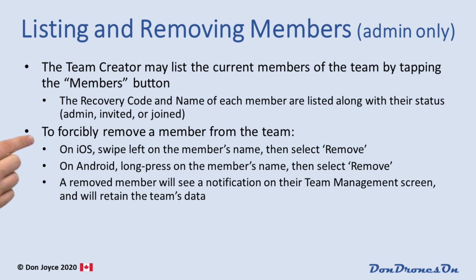So the way you remove a member is slightly different depending on whether you're on iOS or Android. On iOS, you swipe left on the member's name and then select remove. On Android, you do a long press on the member's name, and again, you select the remove function. A removed member will see a notification on their team management screen and will retain the team's data. So it's exactly the same as if they had voluntarily left, but you gave them a little nudge.